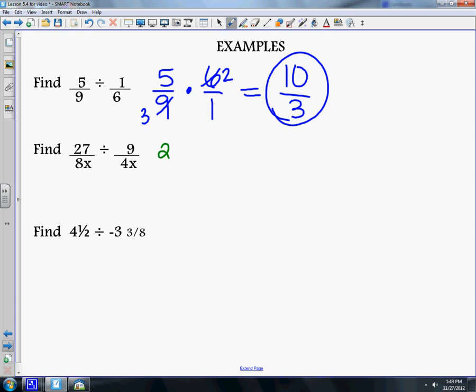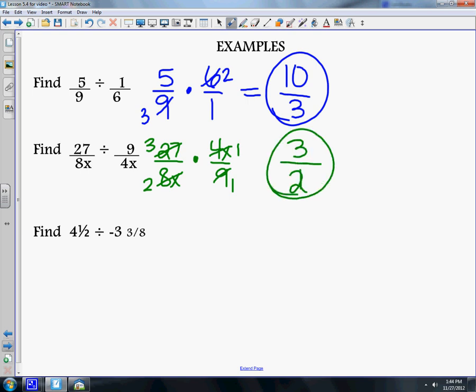Next one, same, 27/8x. Change the sign, flip the second one, 4x/9. Now, I'm going to cross reduce. 27 divided by 9 is 3, and then 9 divided by 9 is 1. 4x goes into 8x twice, so it goes in once. So 3 times 1 is 3, and 2 times 1 is 2. So you get 3/2 as a final answer.